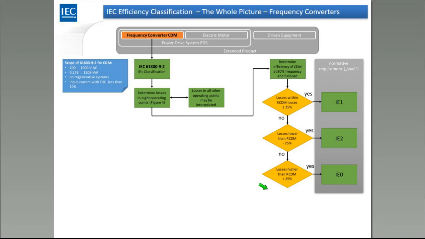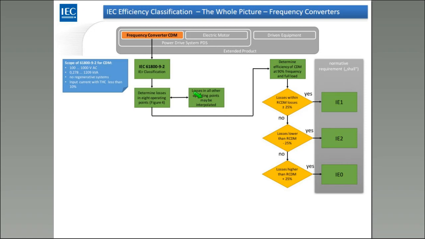For frequency converters, the situation is similar. The classification is contained in the 61800-9-2. Again, you've got to determine losses. In this case, there are 8 operating points. And again, the standard contains interpolation procedures so that the end user is able to determine the losses in all operating points when he knows these 8 values, just to evaluate their application and the losses and the efficiency in their application.